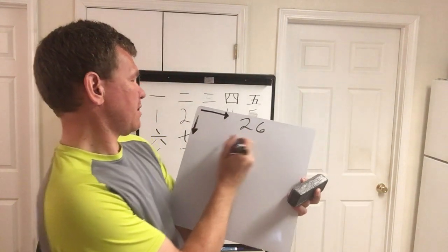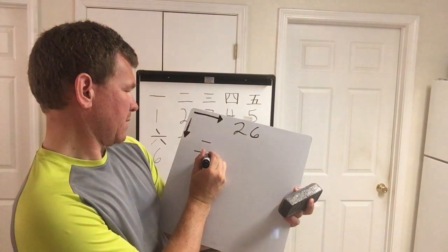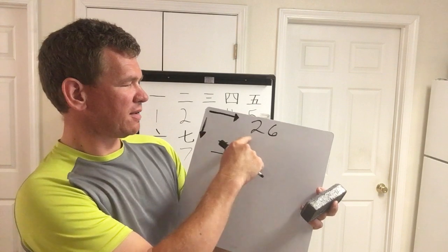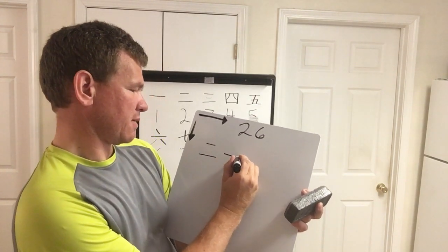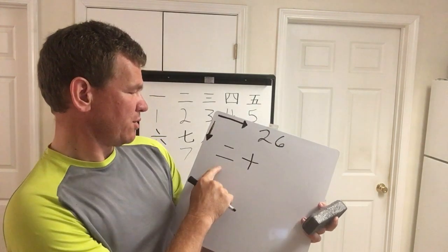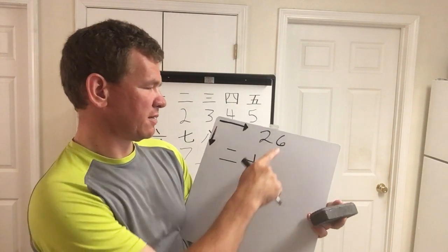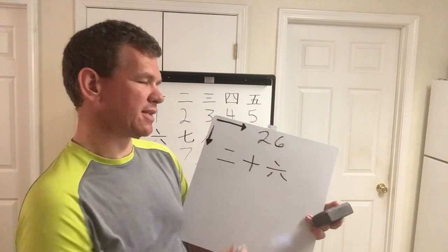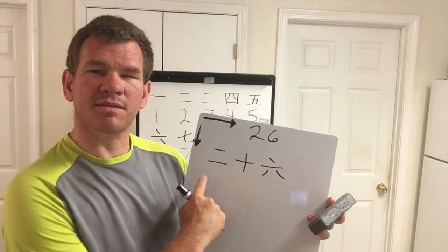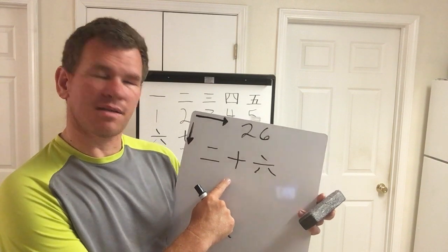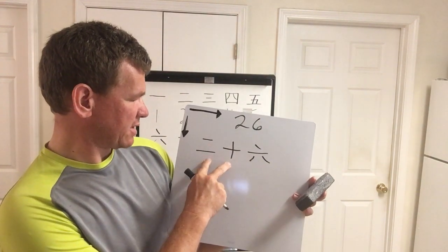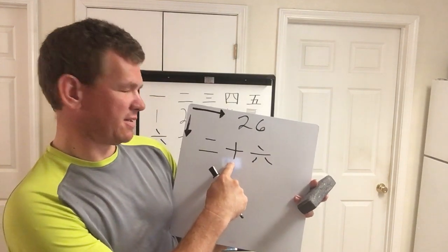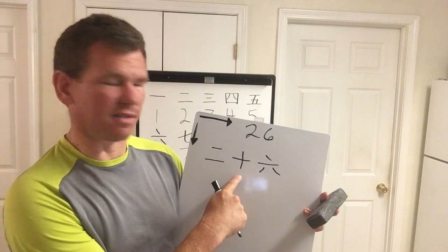So 2, that's 2. Because this is 20, this is 10, 2 tens. 2, 10, 6, 26. So now that you have 2 and 10 together, that's 20. And then you have 6. So that makes the 10th digit, you know, it's the tens.